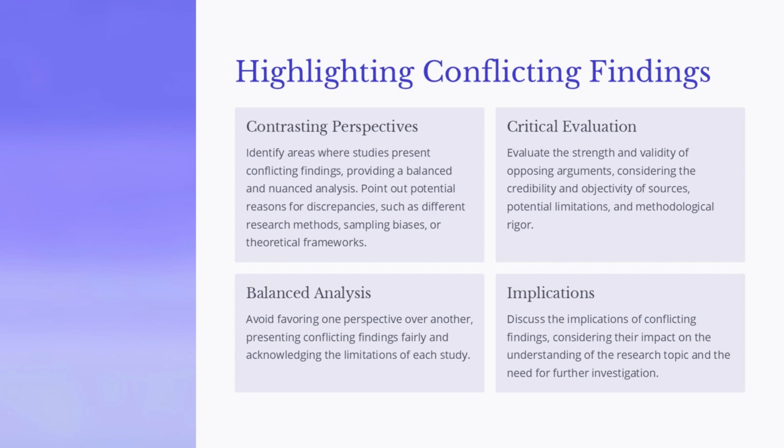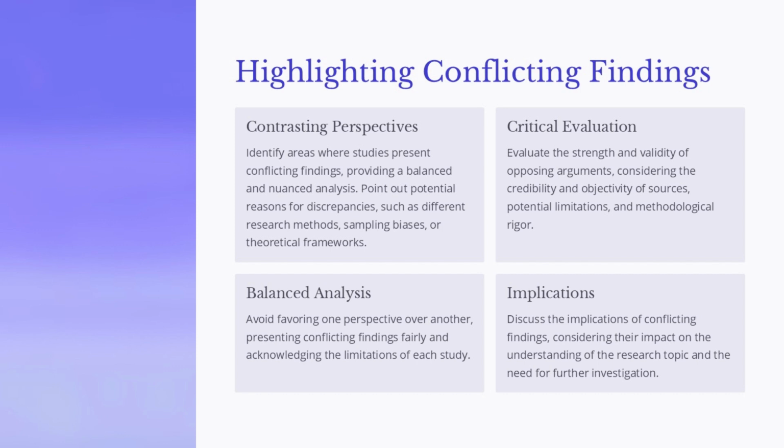It's important to identify areas where studies present contrasting perspectives and understand the potential reasons for these discrepancies. This could be due to differences in research methods, sampling biases, or the theoretical frameworks used. We need to critically evaluate the strength and validity of opposing arguments, considering the credibility and objectivity of the sources, as well as any limitations or methodological issues.